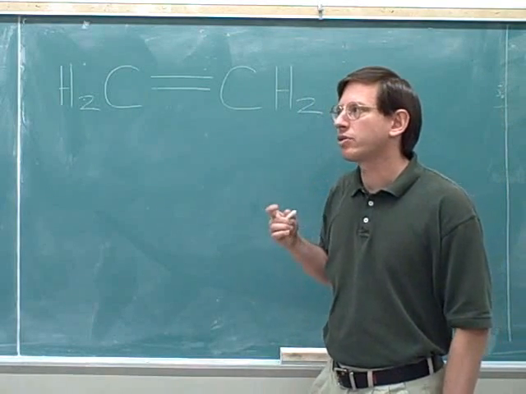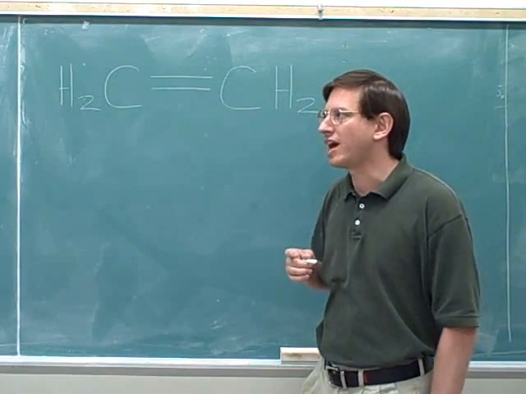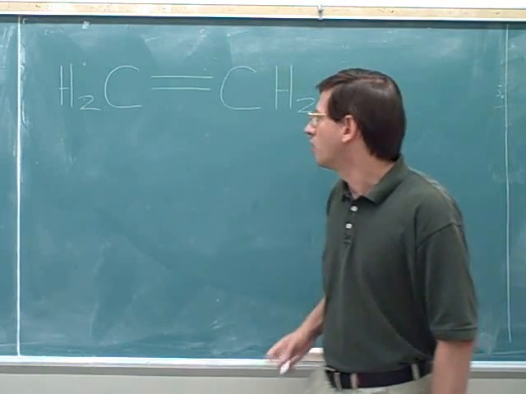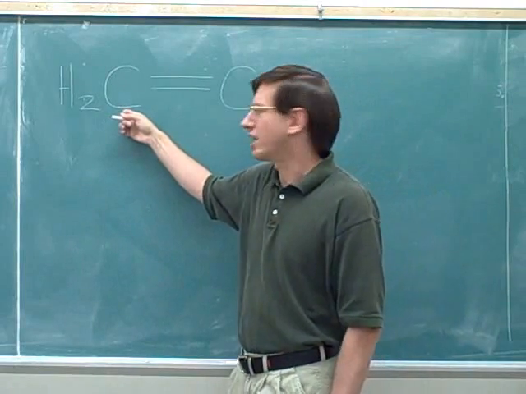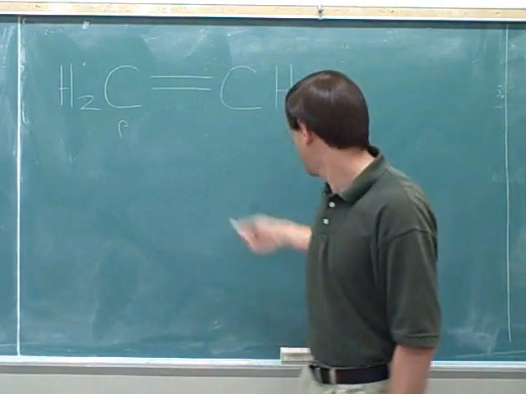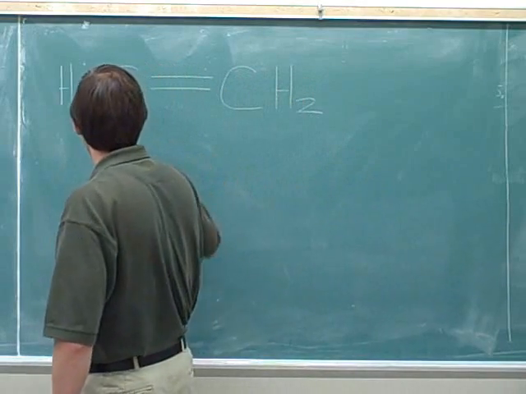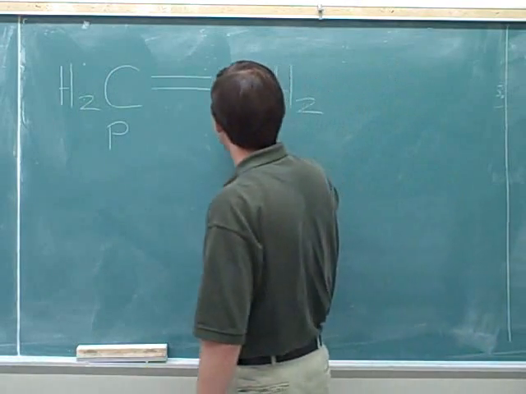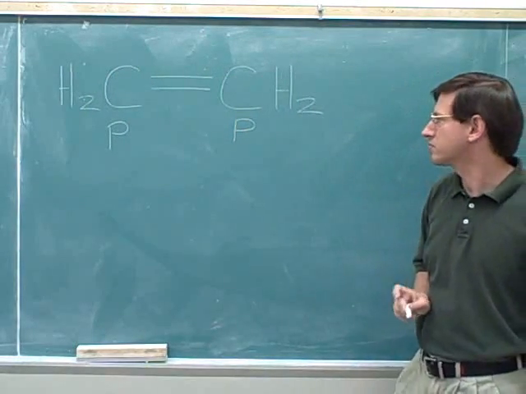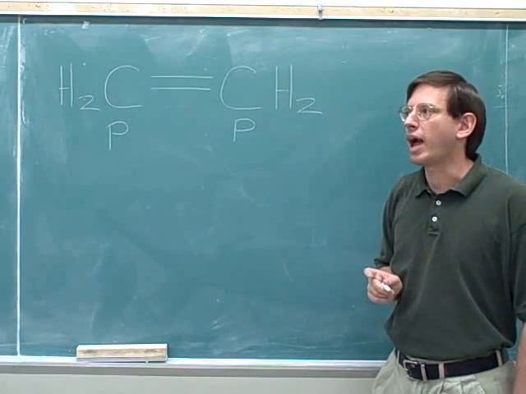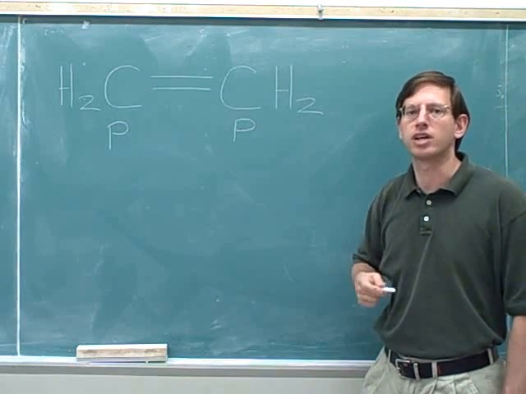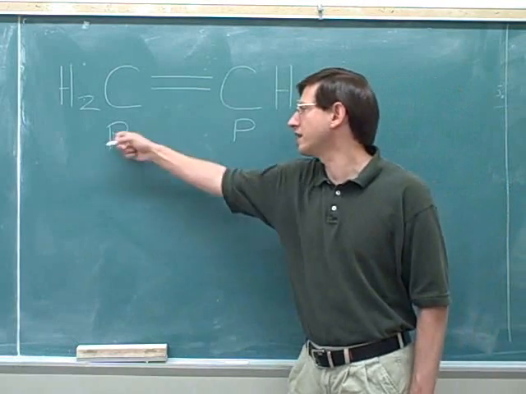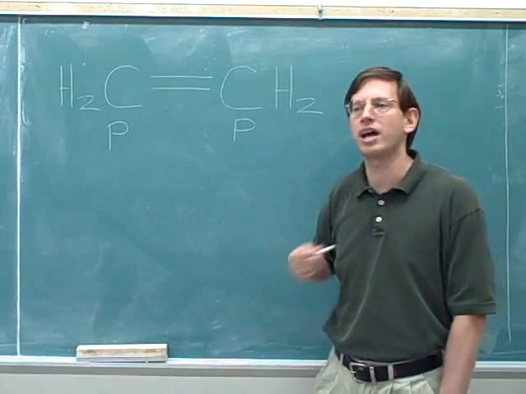Well, remember that the pi molecular orbitals come from the overlap of the p orbitals. So we have to find some p orbitals to overlap. We know that this carbon is sp2 hybridized, so it has 1 p orbital. And we know that this carbon is sp2 hybridized, so it also has a p orbital. So we have 2 p orbitals total. So how many pi molecular orbitals are we going to get out? Well, we use the conservation of orbitals idea that I was just talking about. Since we're combining 2 p orbitals, we should get 2 pi orbitals out.